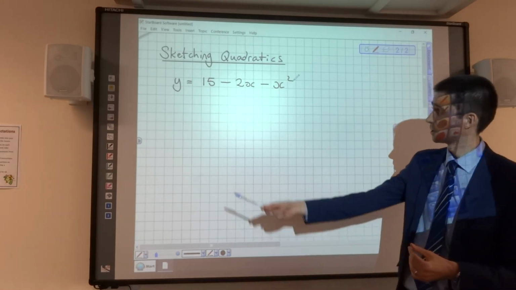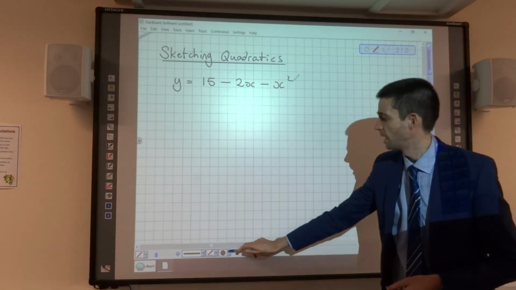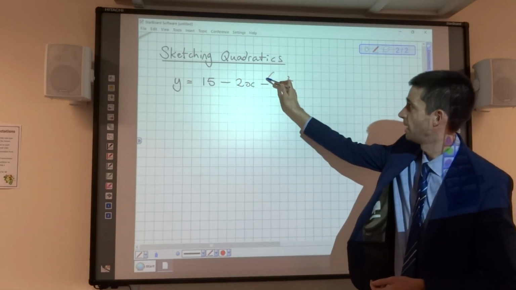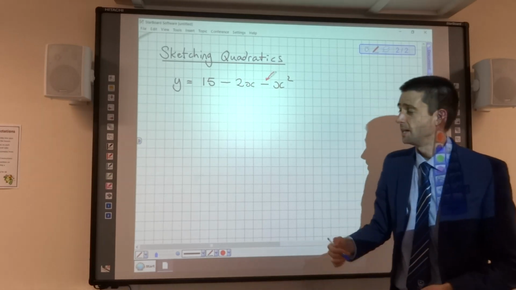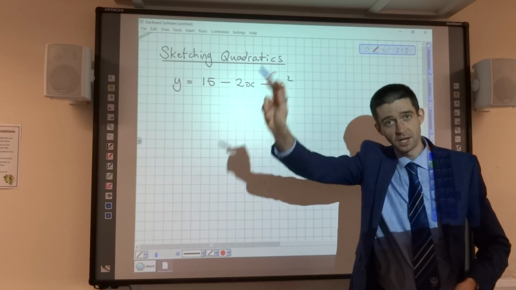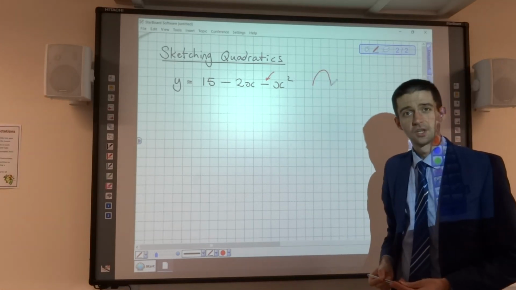So here we can see the example y equals 15 minus 2x minus x squared, and the fact that we have this negative symbol here means that it's going to be a negative quadratic. So straight away I'm expecting the sketch, rather than being a positive parabola, to be a negative parabola like so.